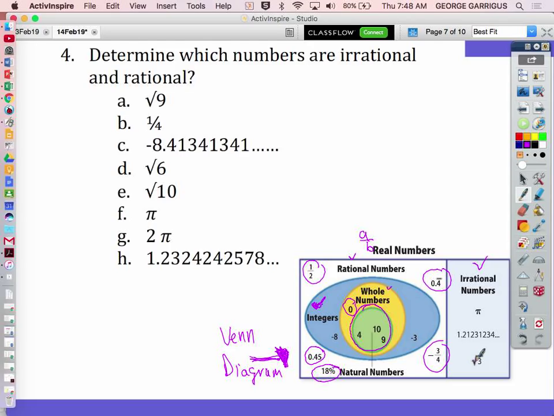So we're looking at which ones are rational and which are irrational. The square root of 9 is equal to 3, so that's rational. 1/4 is written as a fraction, a over b, so that's rational. This number, does it have a pattern? 413, 413, 413, so it is repeating. If it has a repeating pattern, it can be rewritten as a rational number.